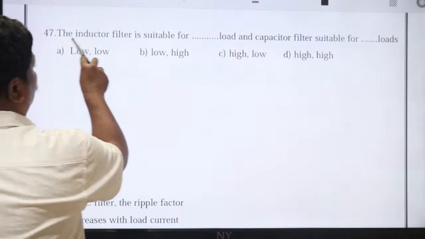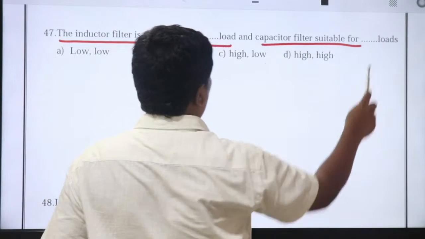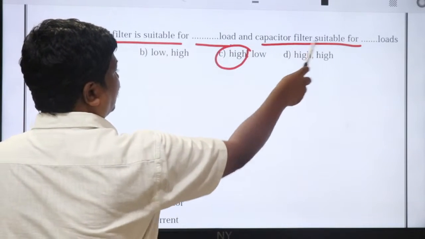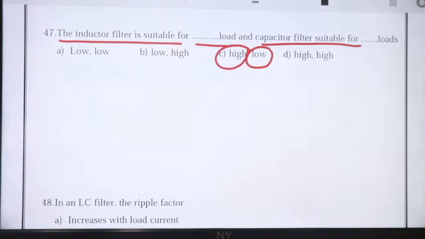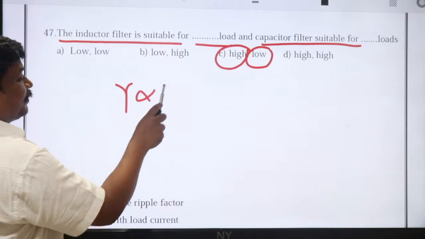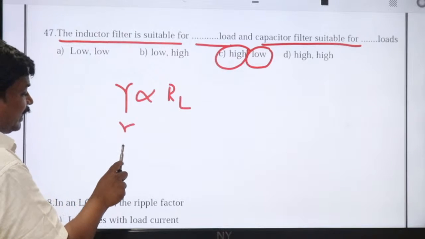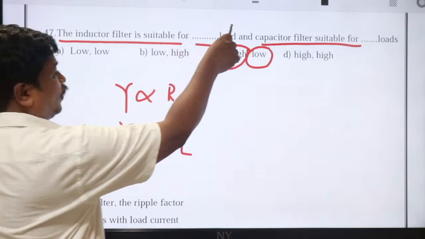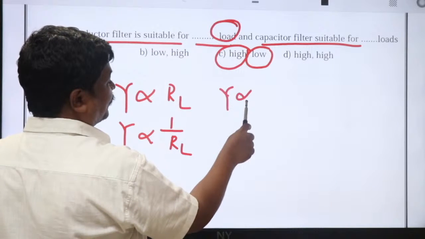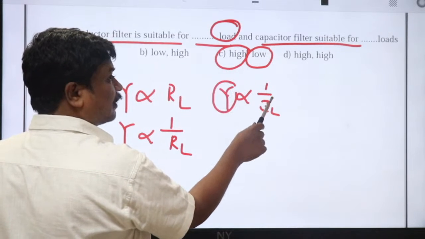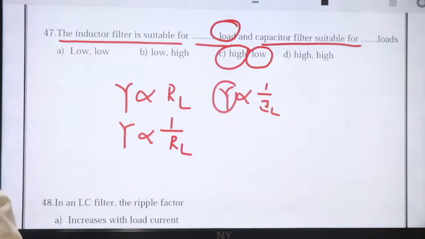The inductor filter is suitable for dash load and the capacitor filter is suitable for dash load. I already told you that. The inductor filter is suitable for high loads and the capacitor filter is suitable for low loads. Load means load current, because in an inductor filter the ripple factor is directly proportional to RL, and in a capacitor filter the ripple factor is inversely proportional to RL. Load means current, so the ripple factor is inversely proportional to load current. The ripple factor should always be small, so current should be high.